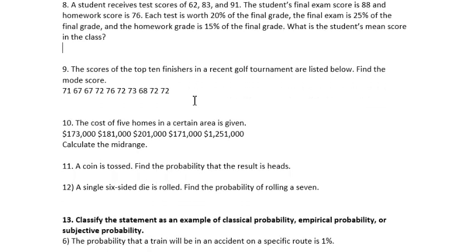Next, we have number 9. Number 9 is the mode. Remember, mean means the regular average. Add them all up and divide by that number. Median means the middle one, the middle score. And the mode means the one that happens the most often. Now, if we look at the top 10 finishers at a golf tournament, find the mode score. Well, let's see. We've got 2 incidents of 67. It looks like we've got 4 incidents of 72.